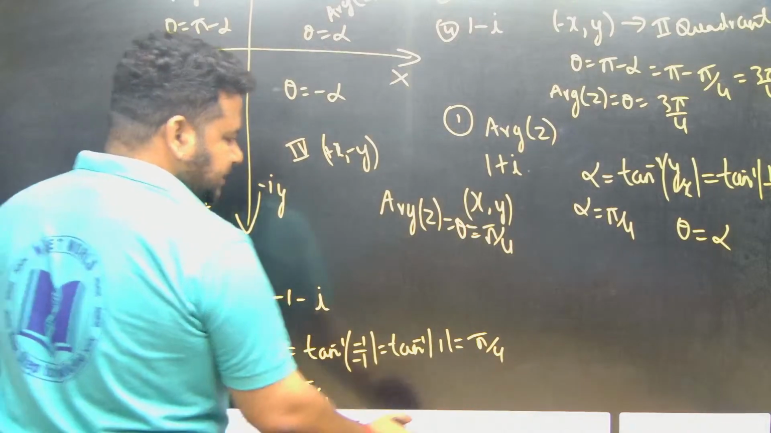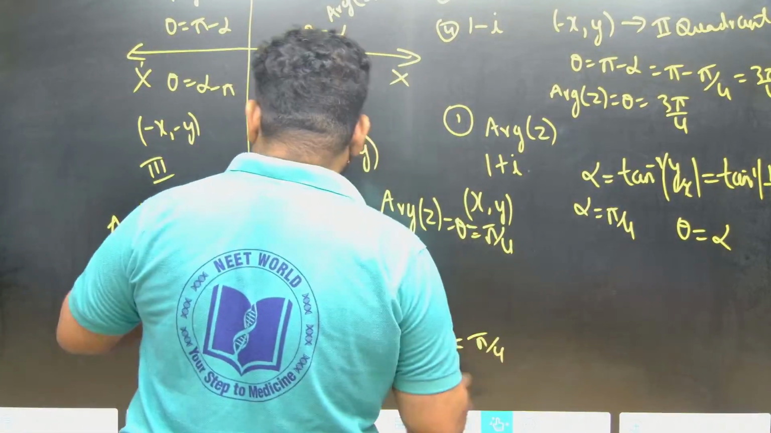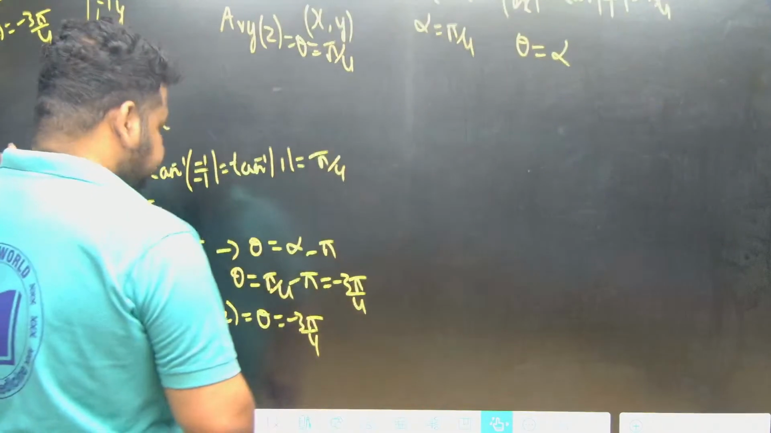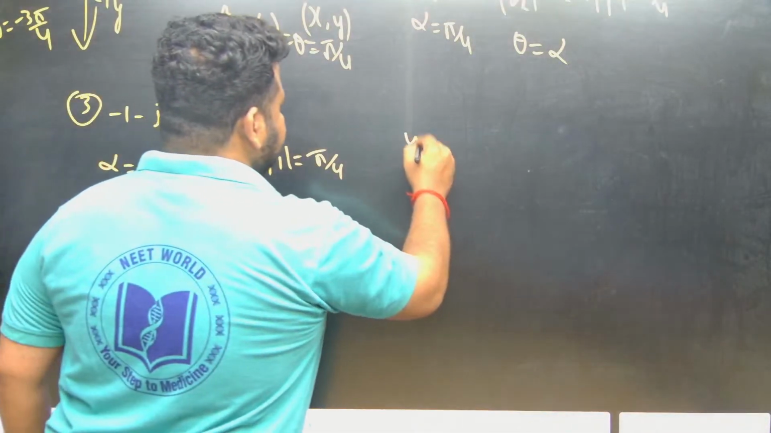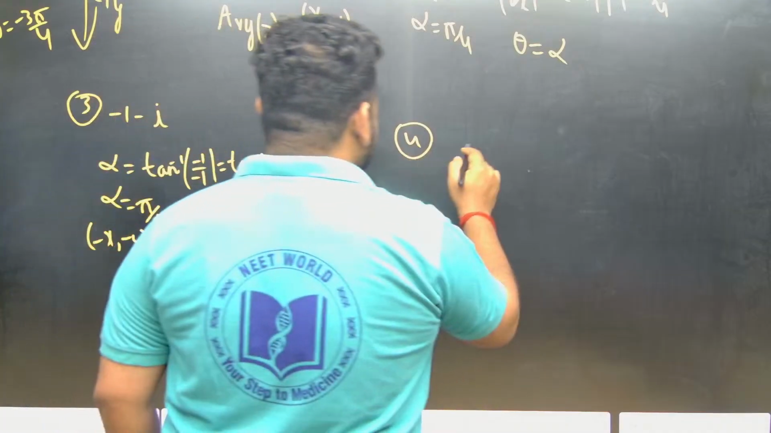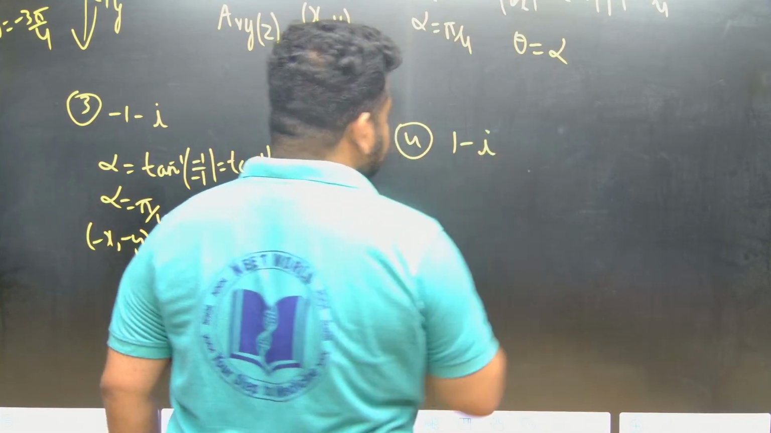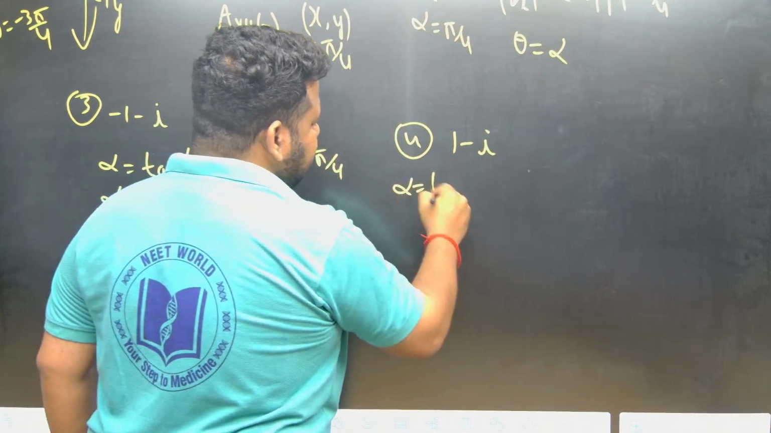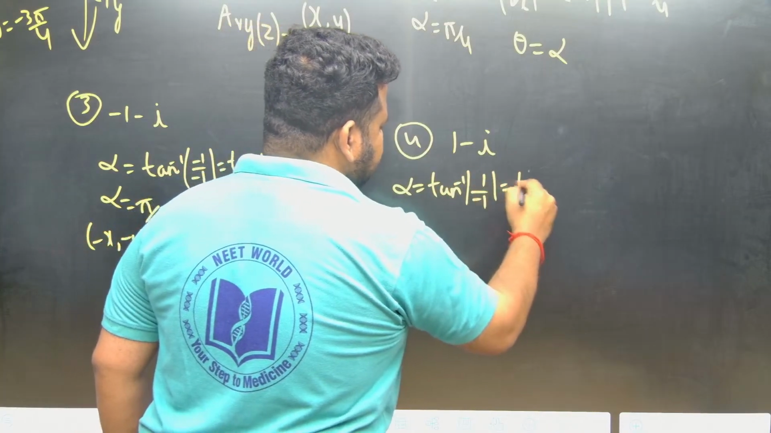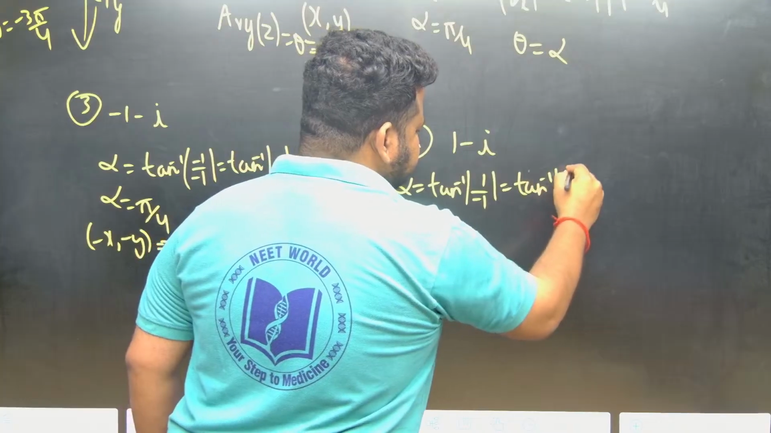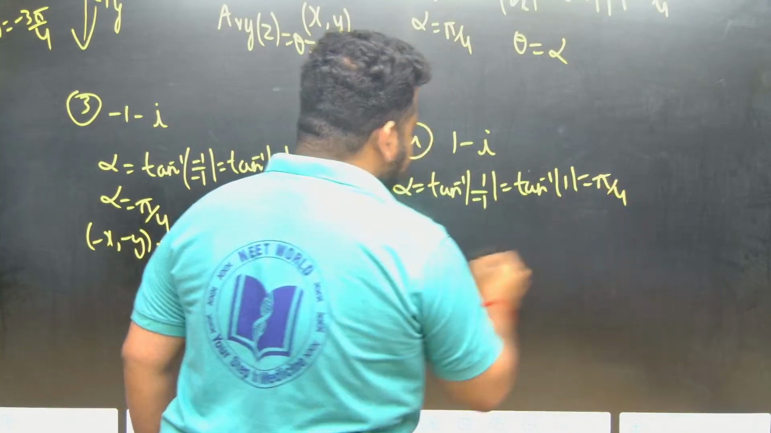Now let us take up the next question, that is the fourth example. I am just telling you how to find the argument for different cases. So fourth question, see here. Now if they have given 1 minus i, alpha is equal to tan inverse of mod y by x, that is 1 by minus 1, that is tan inverse of mod 1, that is nothing but equal to pi by 4. Alpha we got as pi by 4.